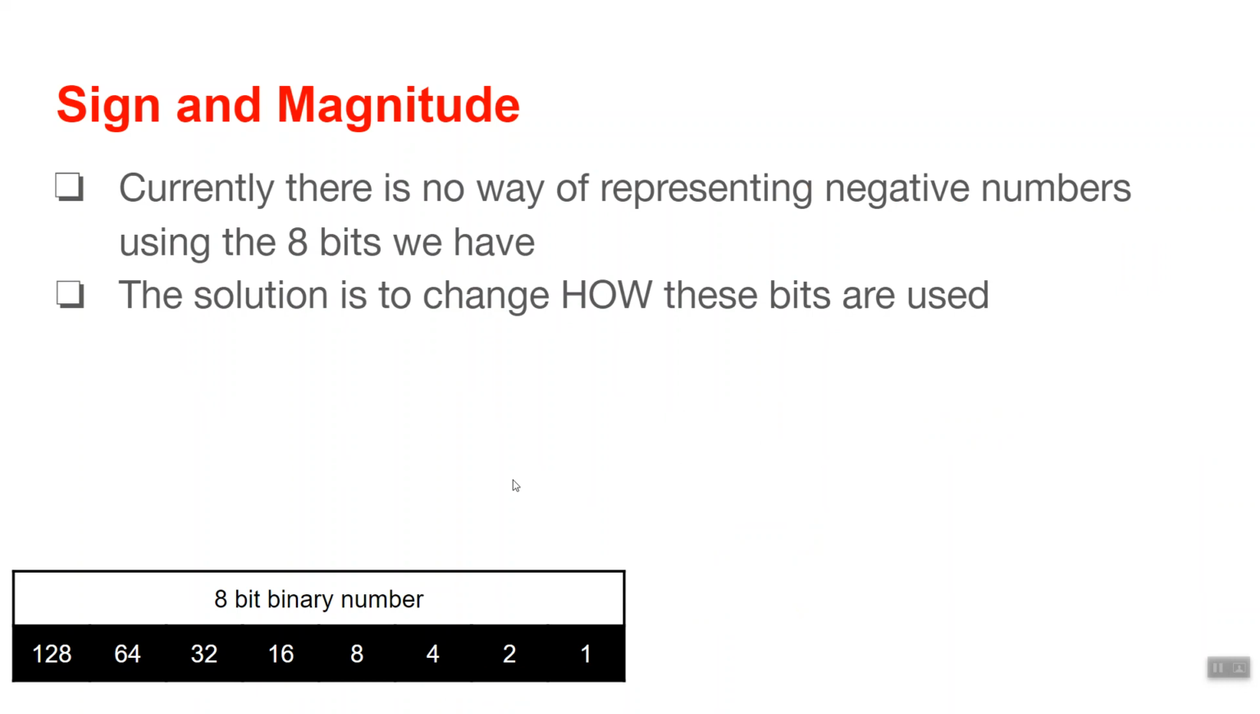With sign and magnitude, though, we can find a way of representing negative numbers, because currently with this method there is no way at the moment of showing a negative number in 8 bits. So the solution is to change how we use these 8 bits. We're not increasing the number of bits, we're going to change how we use them, or rather how we use one of them.